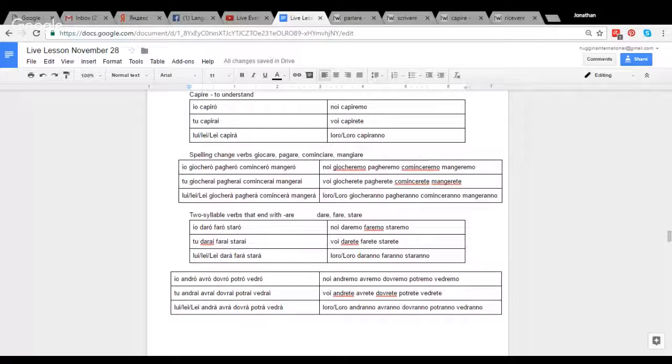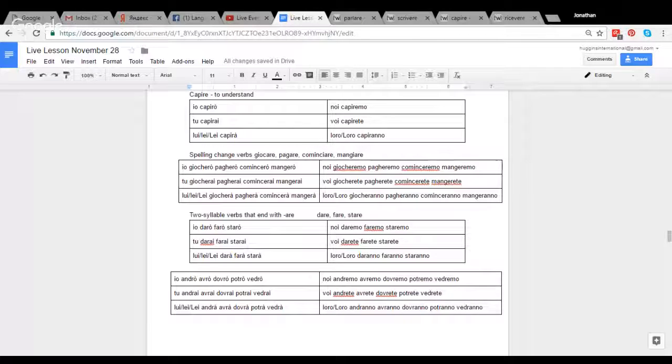And for vedere, you have a dr. And other examples like venire, you have a v double r, and for volere, vo double r. So you'll get a little bit of a consonant cluster here instead of keeping that e ending. So you'll have examples here like andrò, avrò, dovrò, potrò, vedrò.